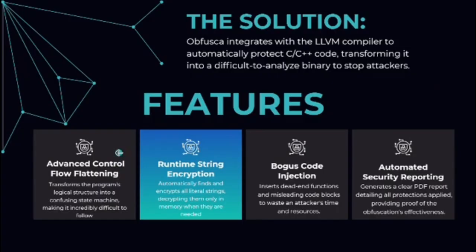First, advanced control flow flattening, which turns the logical structure of a program into a confusing maze. Second, runtime encryption, which automatically encrypts all text, decrypting it only when needed. Third, bogus code injections, which insert dead-end functions to mislead and waste an attacker's time. And finally, we have automated security reporting, which generates a clear PDF report as proof of the protections applied.